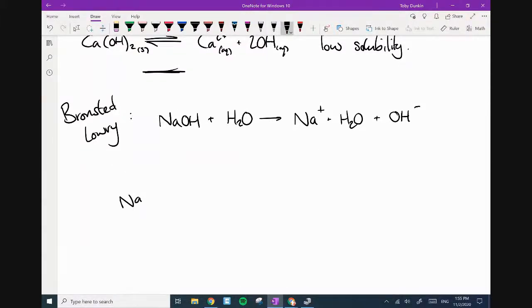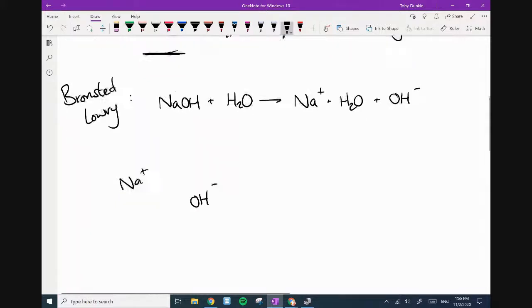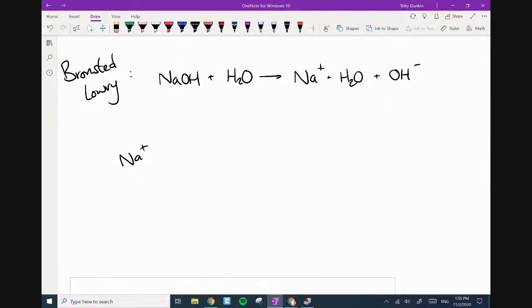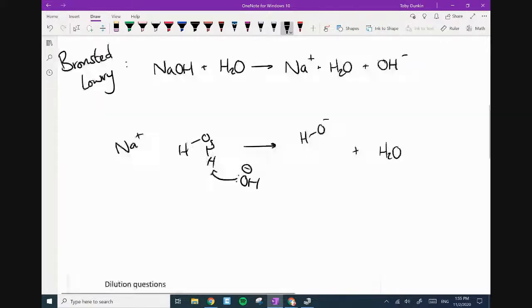As soon as the Na+ and OH- go into water, they dissociate. Then the OH- ion is going to collide with the water molecules, and it's going to steal a proton. This is the mechanism for proton transfer. And you realize you actually get exactly the same products. So in reality, these two are in equilibrium.